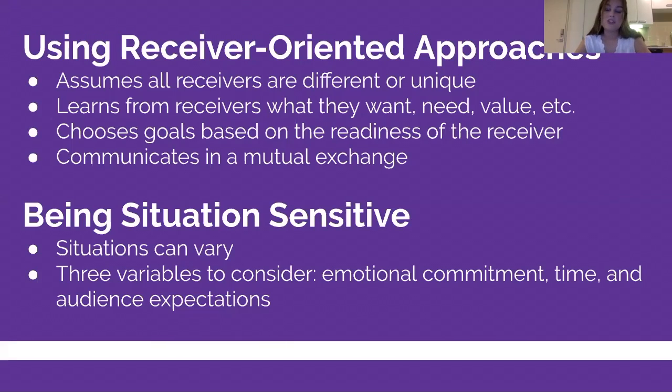Next is being situation sensitive. Situations can vary, which means that something can be persuasive in one context, but then ineffective in another. There are three situational variables, which are emotional commitment, time, and audience expectations. The amount of emotional commitment involved is important because we must see how invested our receiver is in a particular situation. Time is another important variable because how much time the receiver has to process the message has an impact on whether they'll be persuaded or not.